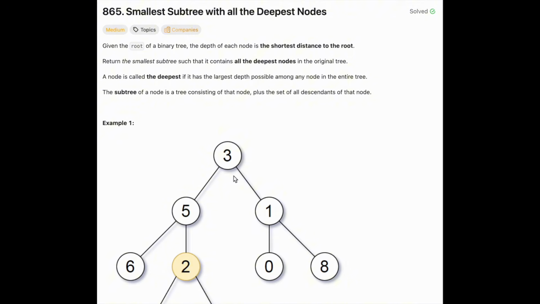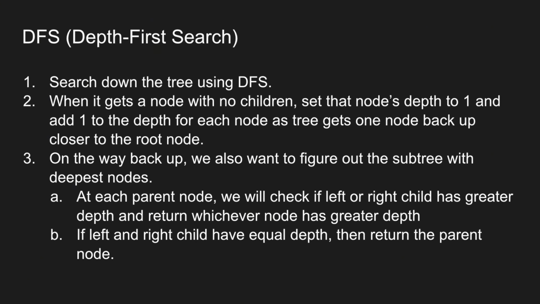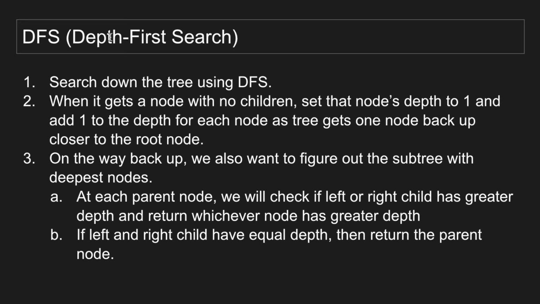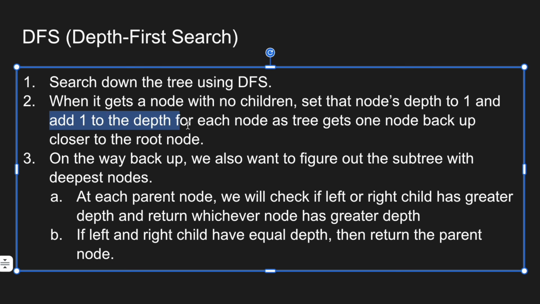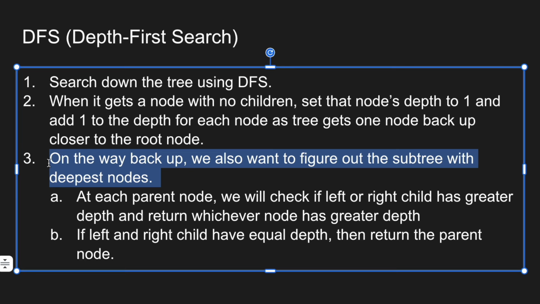So now that we have seen some examples, let's get to how we can solve this problem. To solve this problem, we can use DFS or depth first search. We will search down the tree using DFS, and when we get to the bottom, a node with no children, we will set that node's depth to 1, and as we move back up, for each node that we move up, we will add 1 to the depth. And on the way back up, not only do we want to figure out the depth of each node, we will also want to figure out which subtree has the deepest node.